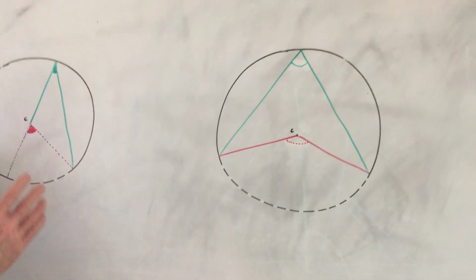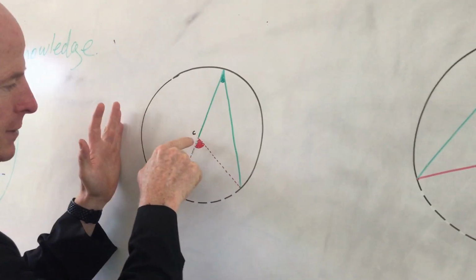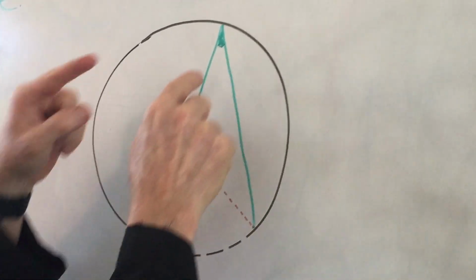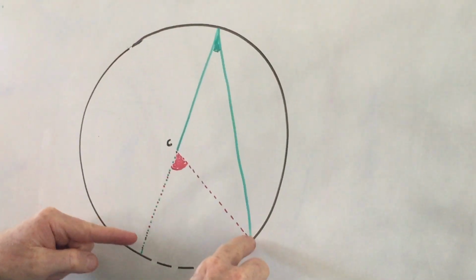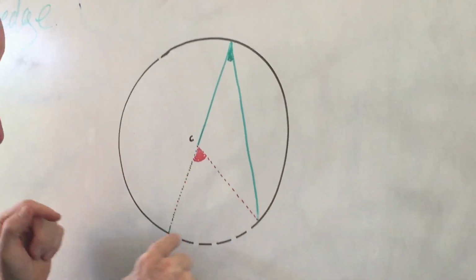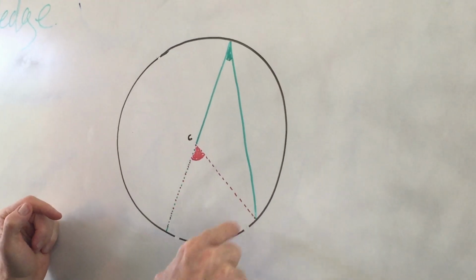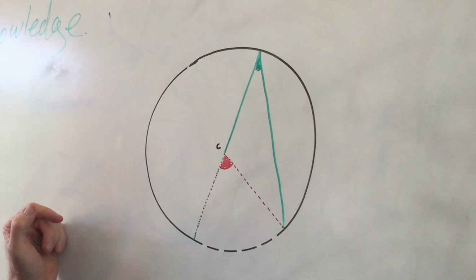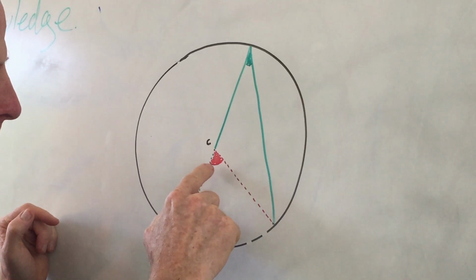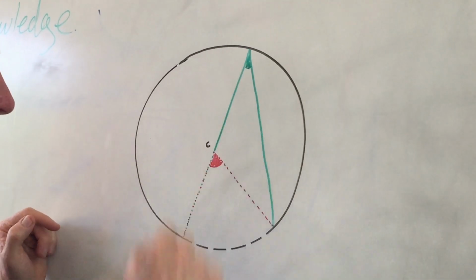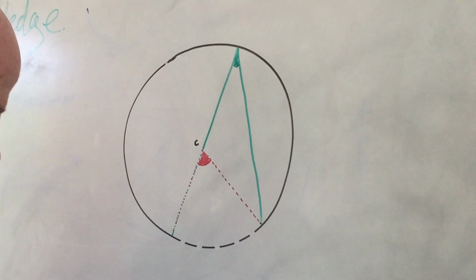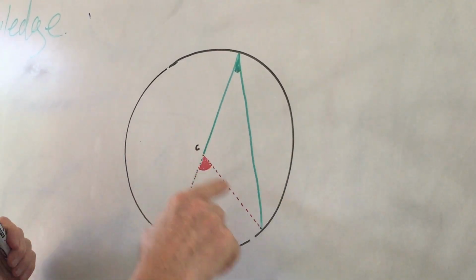So here we have the first case. Here's the center. Here's an angle at the circumference, and here's an angle at the center, sharing the same base. That's given. Thus, it is required to show that the angle at the center is double the angle at the circumference, okay? Now, let's look at this here.